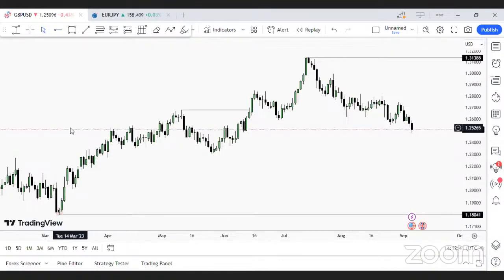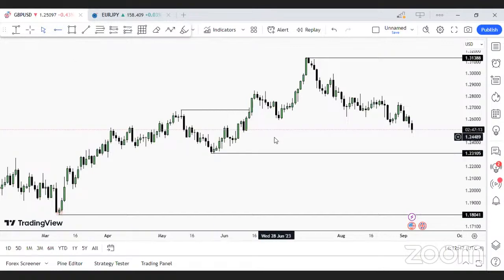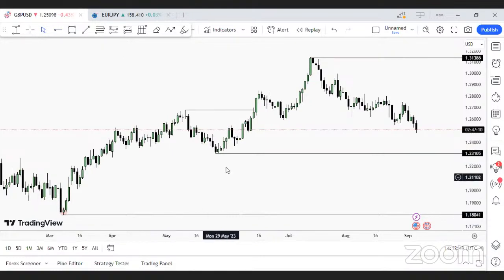So we have the recent low here, and then we have another low here. So we have this low, we have this low, and then we have this low also. Guys, I hope you understand what is going on here. This is a low.